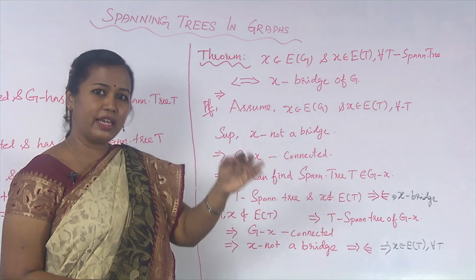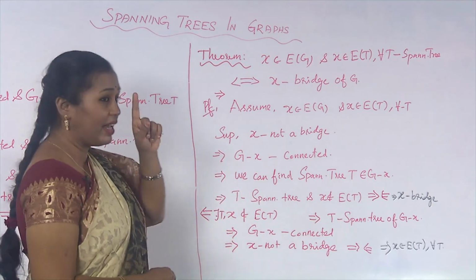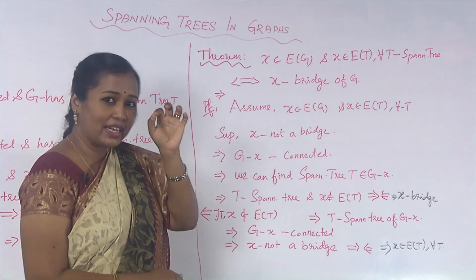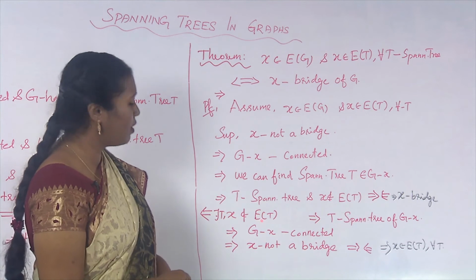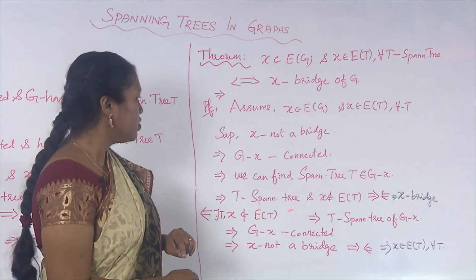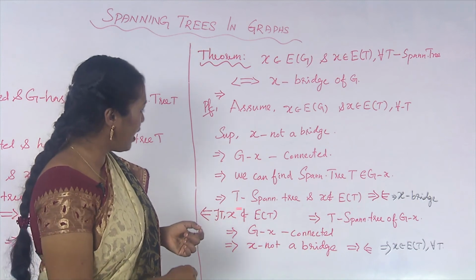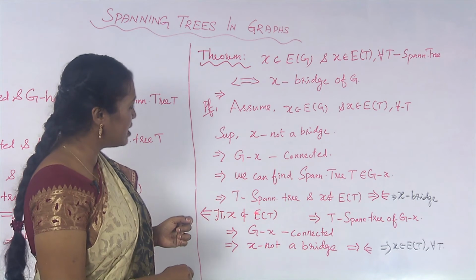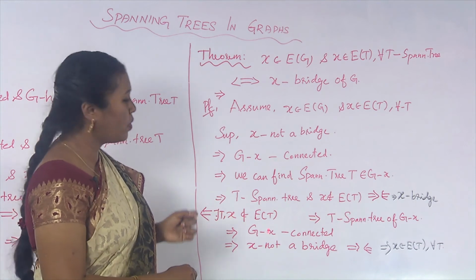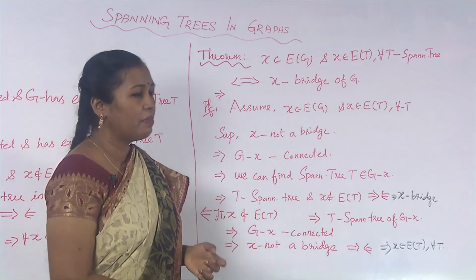Suppose not. Then by negating this statement, I arrive at this statement, that is, there exists at least one spanning tree T such that X does not belong to the edge set of T. Which means that T is a spanning tree, but this T does not contain X. So T is a spanning tree of G minus X.